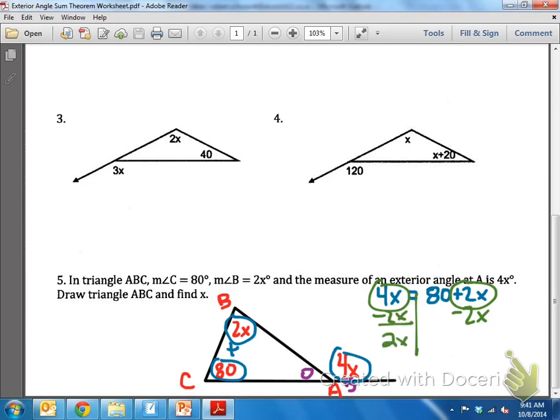4x minus 2x is 2x. The 2x's cancel on the right. I'm left with 80. To get x by itself on the left, we divide by 2 on both sides, leaving me with x equals 80 divided by 2 is 40.